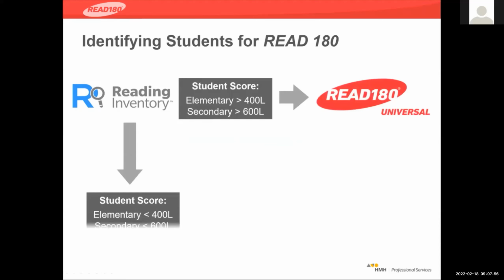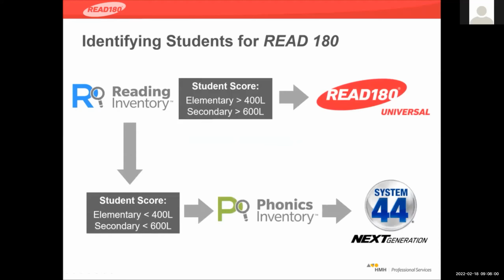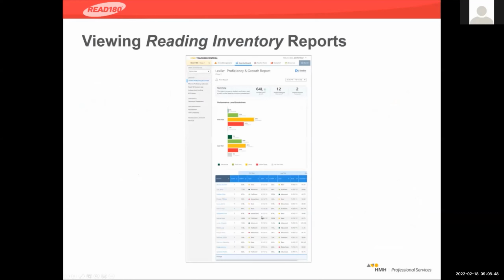In terms of identifying students for READ 180, placing in our programs, the way that we recommend the placement is if you're teaching secondary education, grades 6 through 12, above 600 Lexile, those students can fit into READ 180 Universal. Above 400 Lexile, we're going to place at the elementary level, we're also going to place our students in READ 180. So typically we do recommend RI for all students as an initial assessment. And then just that group below 600, below 400, we're going to provide additional assessment, additional screening with the Phonics Inventory to determine if we need to go into System 44 at that point. And we're going to look at that assessment and those scores here very shortly.